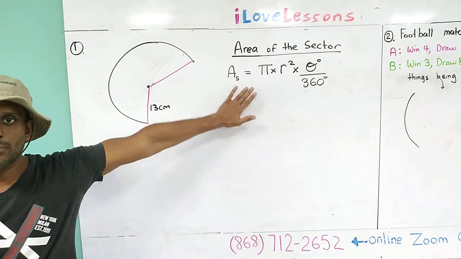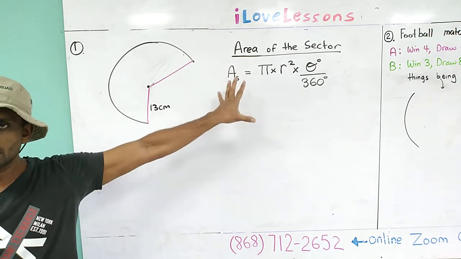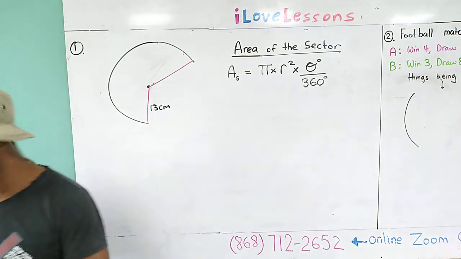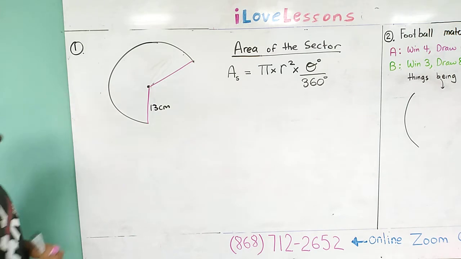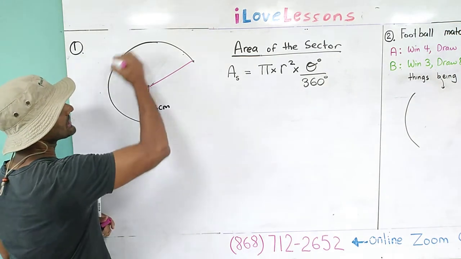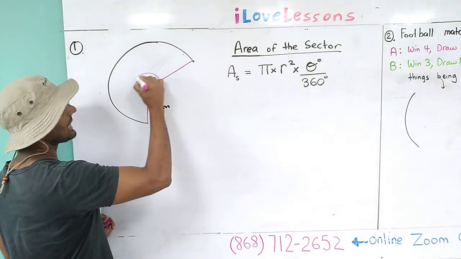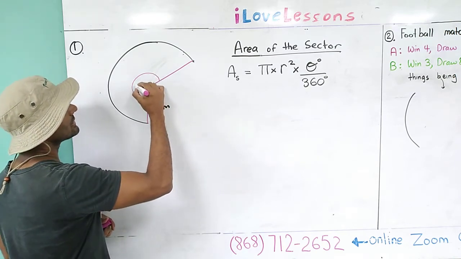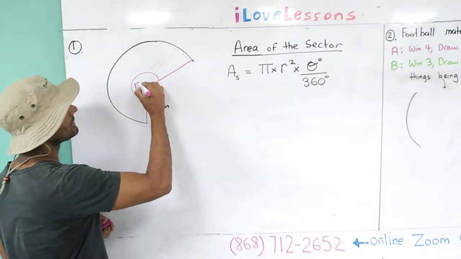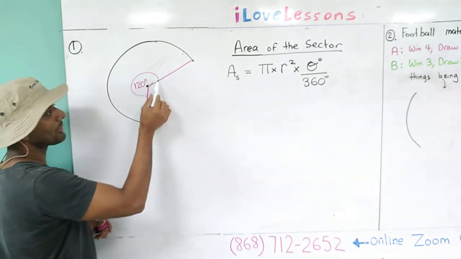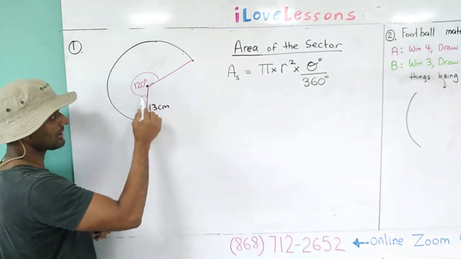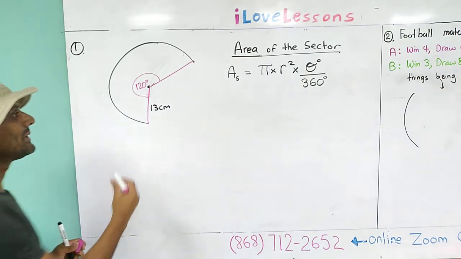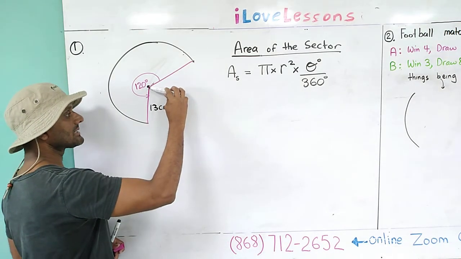Obviously, this formula doesn't make much sense yet if you're not familiar with it, so I need to do an example. I need to put numbers into it. Whenever the examiner asks you to find the area of a sector, he has to give you the angle inside the sector. So let's assume the angle is 120 degrees. So if we take our protractor and we measure this, we'll get 120 degrees. And we know the radius is 13.